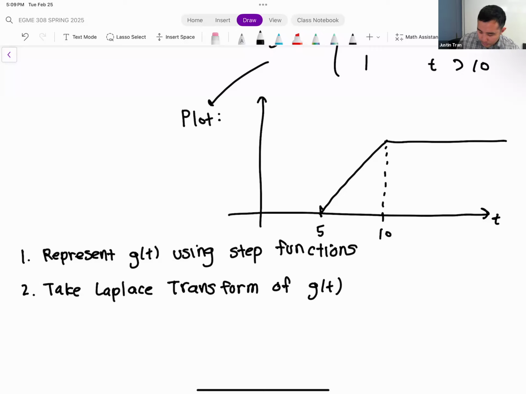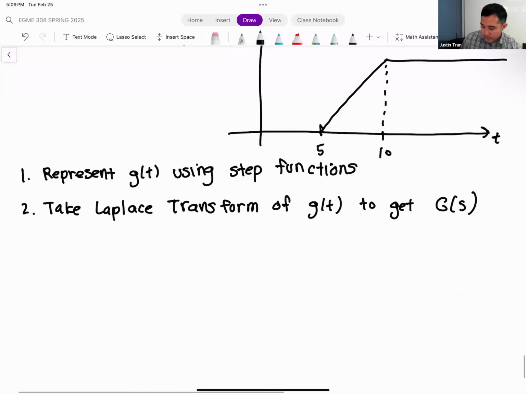And what that's going to give us is big G of s. Right. So then we're going to have a Laplace representation of our discontinuous forcing function. Okay. Step 3. We are going to take the Laplace transform of all the other terms in the differential equation.